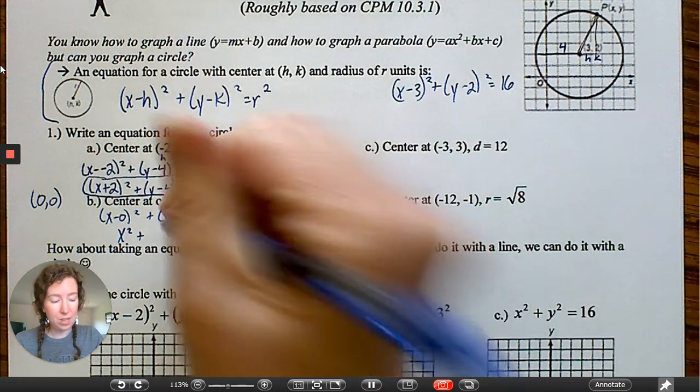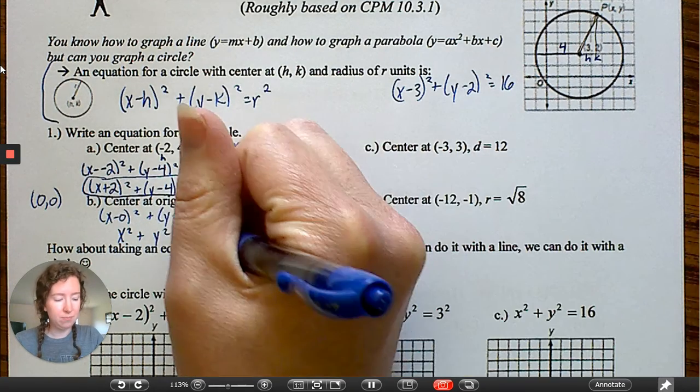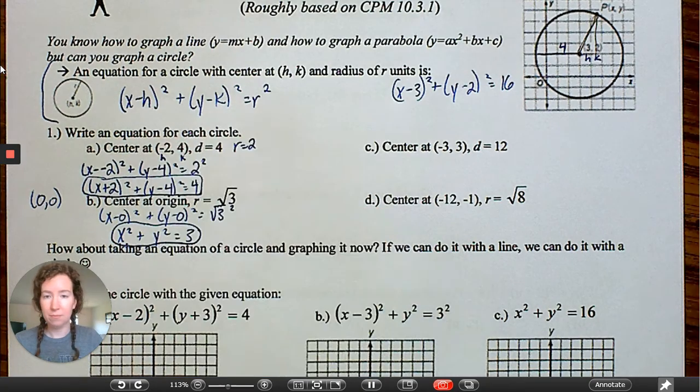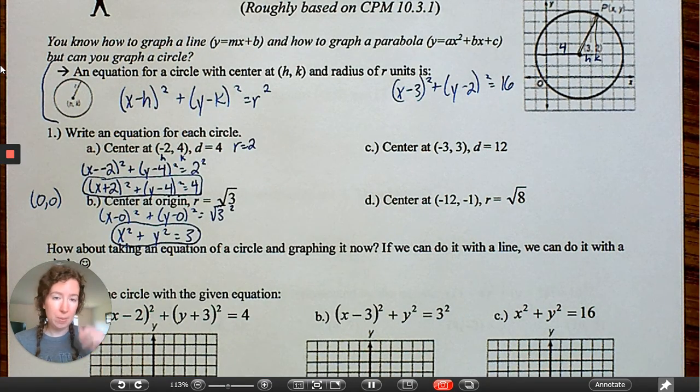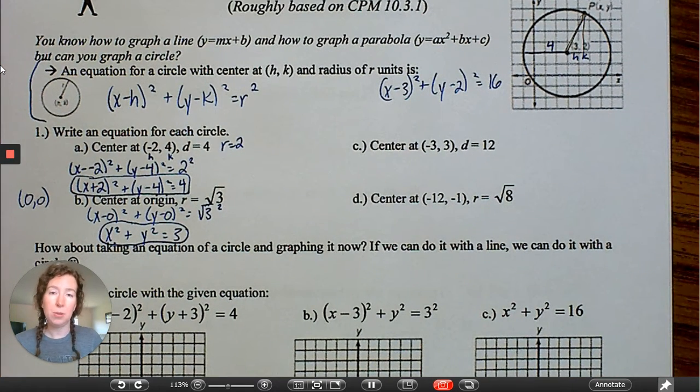Y minus 0, that's just y. Square root of 3 squared is 3. There you go. If you're feeling good about this, press pause and do C and D on your own. Otherwise, follow along with me. After you do them on your own, obviously, press unpause and you can see how you did.